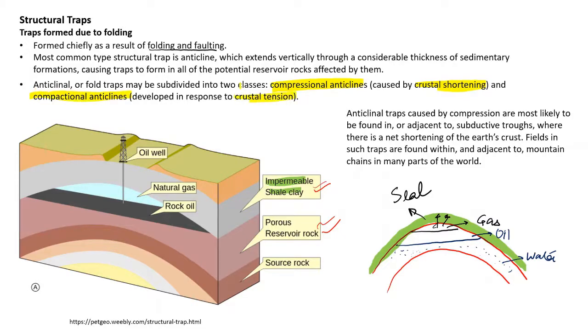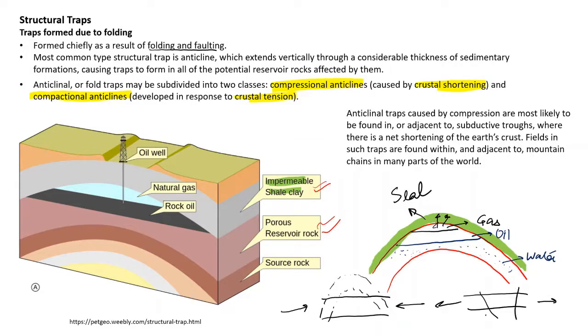Crustal shortening means you are pushing the rock from both sides. So if, let us say, this is a rock and it is being pushed from both sides, then it is called compression, and the rock may get folded like this. Okay, this is called the compressional anticline. And if we have a rock and it is being pulled from both sides, then what will happen? It may undergo faulting, and then you get a horst and graben like structure. This is called crustal tension.